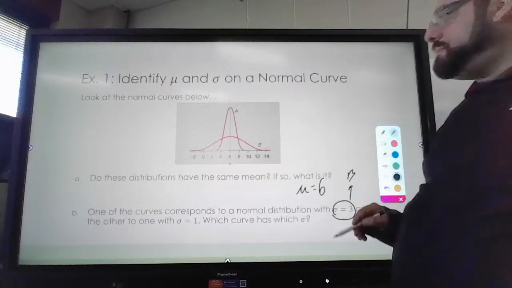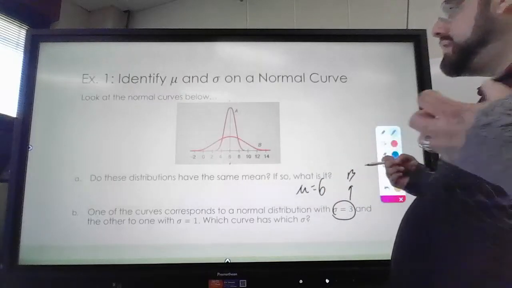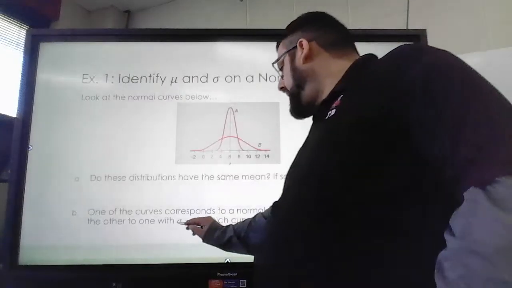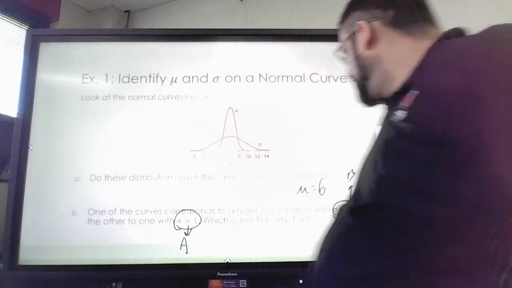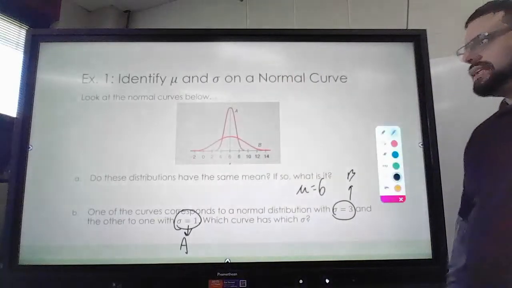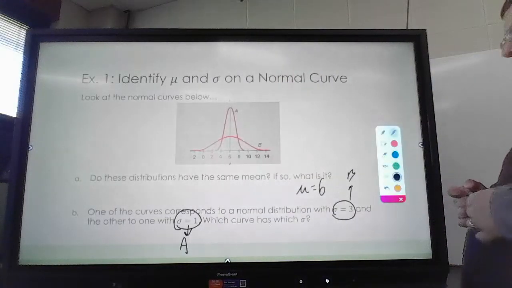In this case, it would be B because it's more spread out. It's more elongated. Whereas with 1, that's curve A. The data is more condensed here.